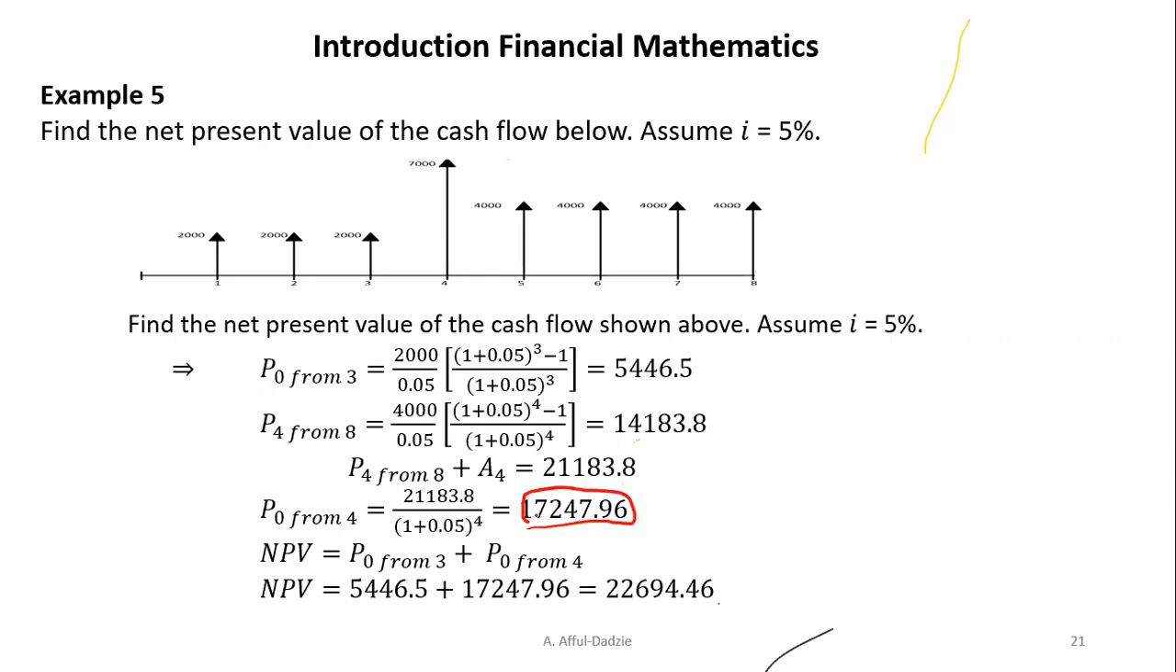So at the end of the day, we have brought this value to 0. We have also brought this value to 0. So we'll now add this and this, like we have done. This one plus this one, and we end up having 22,694.46. So you have to think about how to manage the procedure and then come up with the solution that works. It's fine.